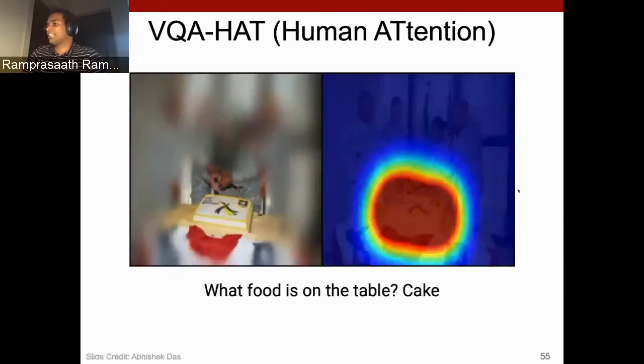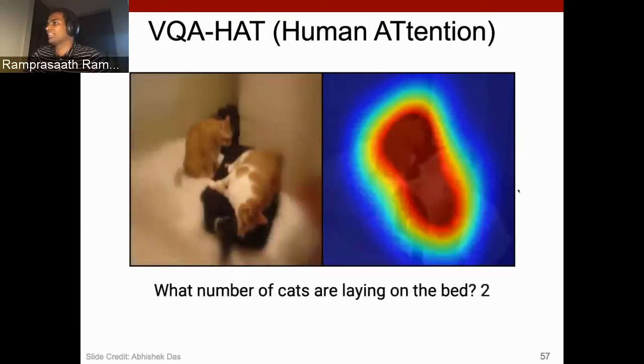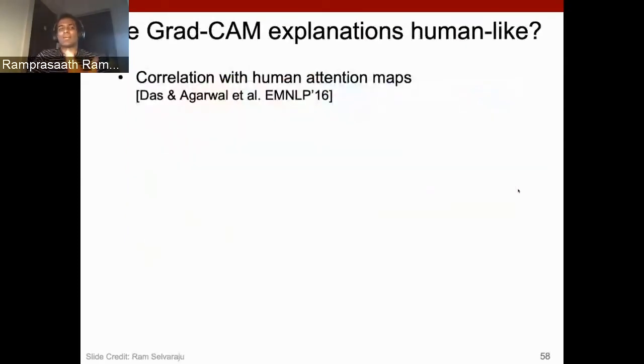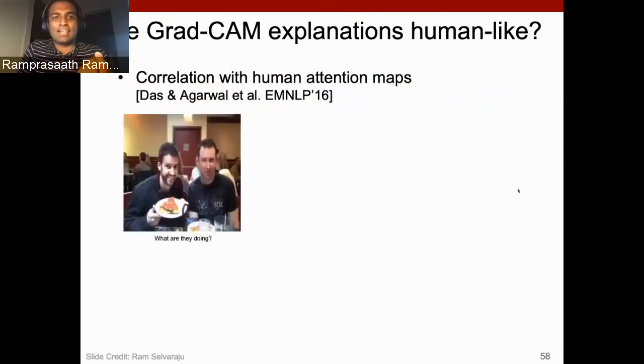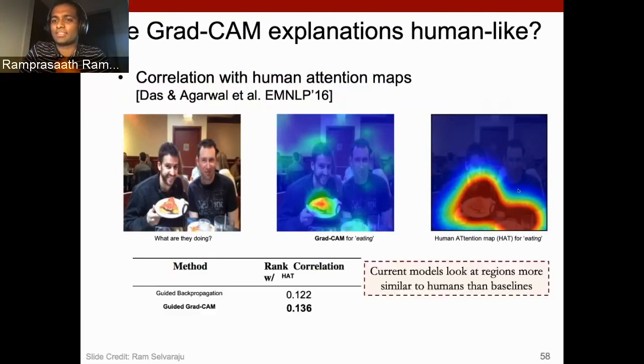So here are a few more examples of questions: what food is on the table, cake, what animal is she riding, or what number of cats are laying in the bed, and so on. Now you can ask the question: are GradCam explanations somewhat human-like? What we find is that compared to other approaches, GradCam explanation seems to indicate that current models somewhat look at the same regions as humans do. But in future work, we also found that this does not happen often, and we looked at ways to provide supervision to make sure that GradCam actually looks at the same regions as humans do and see how the model performance changes.